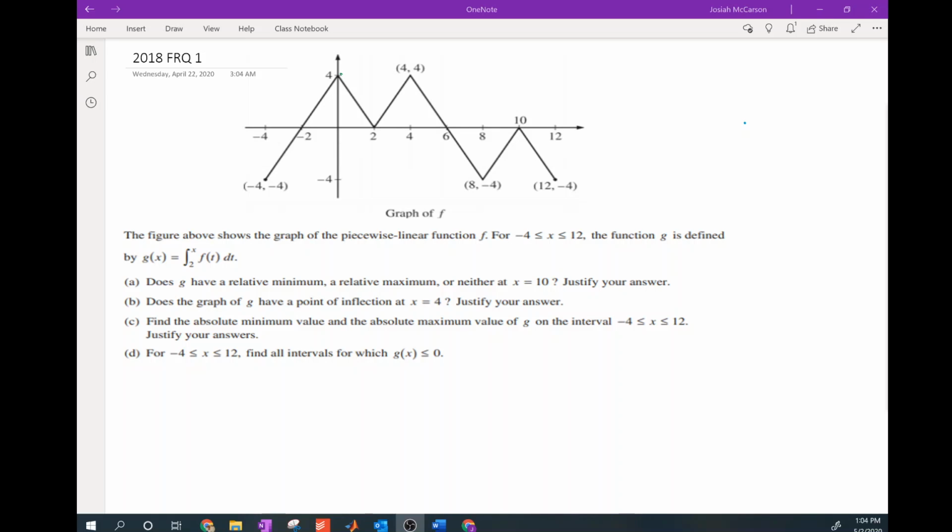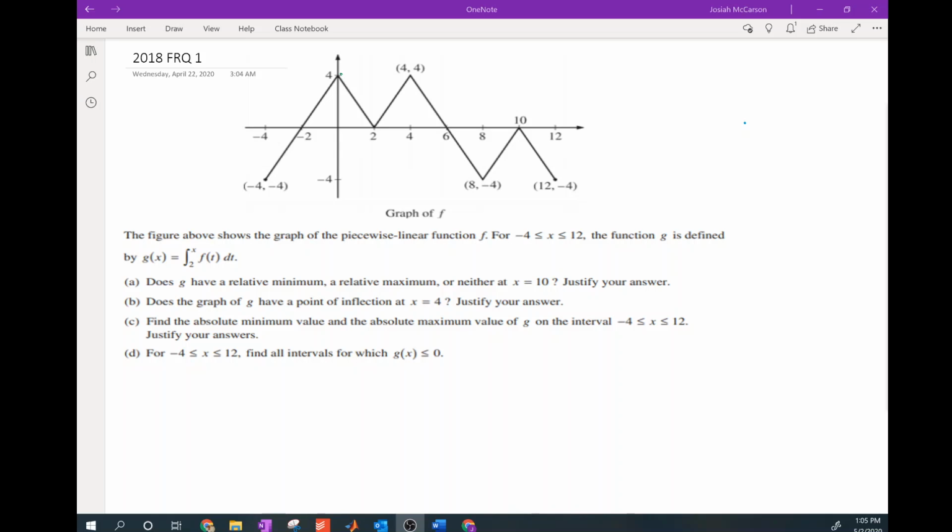Justify your answer. Find the absolute minimum value and the absolute maximum value of g on the interval from -4 less than or equal to x less than or equal to 12. Justify your answers. And lastly, for -4 less than or equal to x less than or equal to 12, find all intervals at which g of x equals 0.